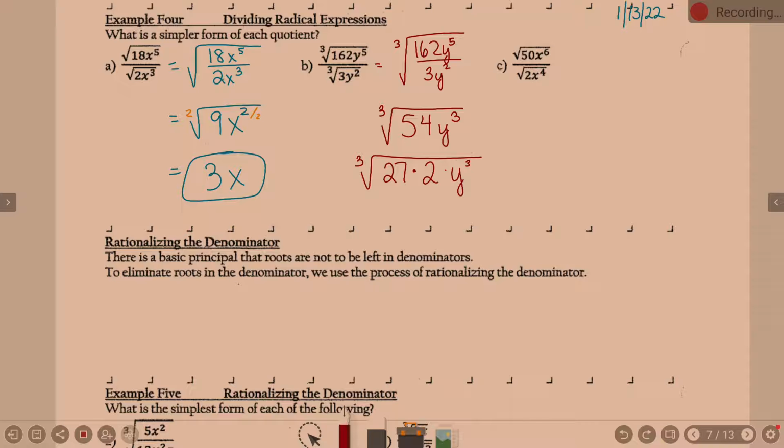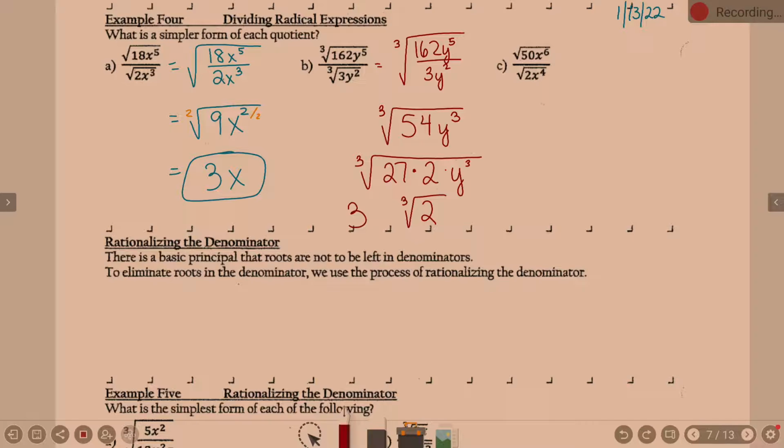Okay, do you know how to finish it up? What is the cube root of 27? 3. So that's going to go outside my radical. What is the cube root of 2? Okay, it's the cube root of 2. It's some decimal, right? Your calculator can tell you some decimal. So that 2 is going to stay inside the cube root.